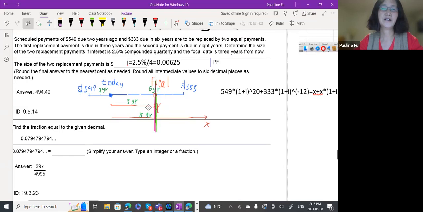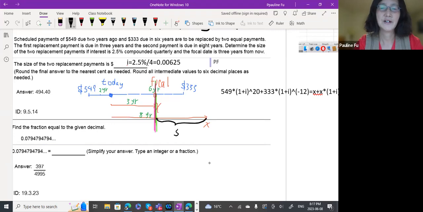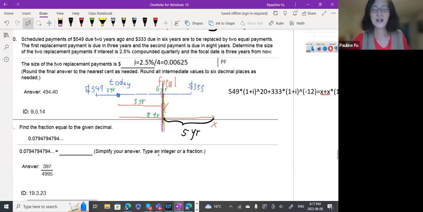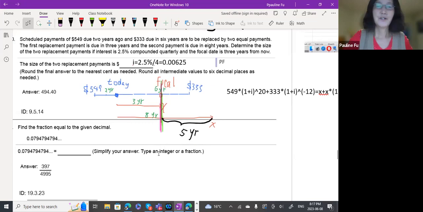Because 8 years minus 3 years, you have 5 years from this point to here. So from here to here, you have 5 years. Okay, this is the diagram. Now let's do the calculation. What is the future value for $549?